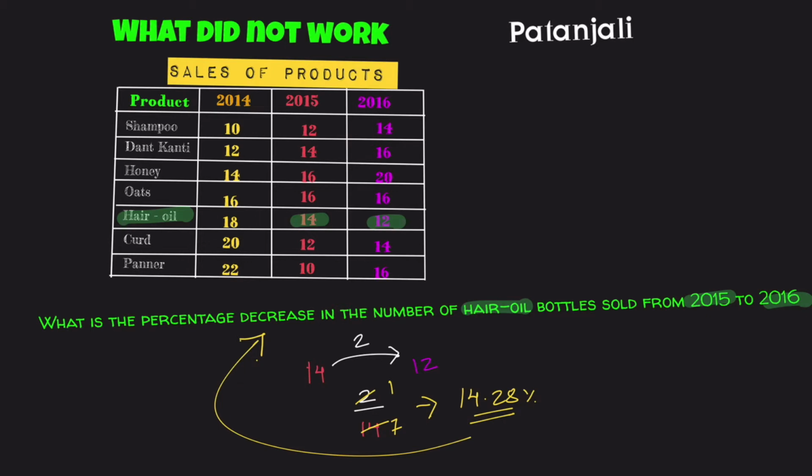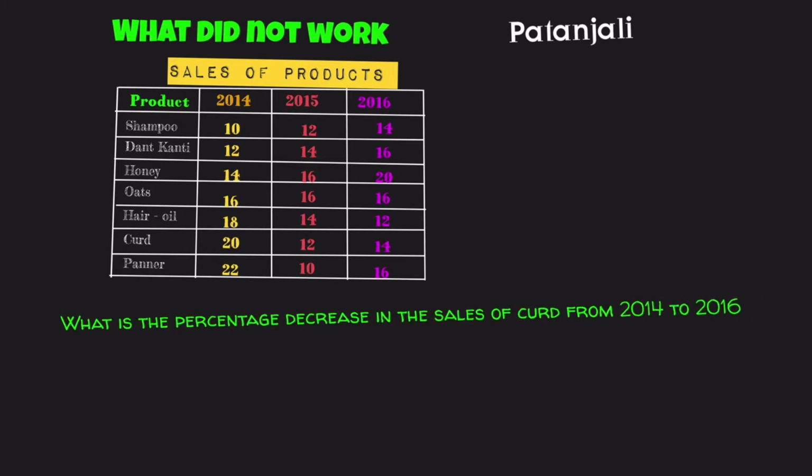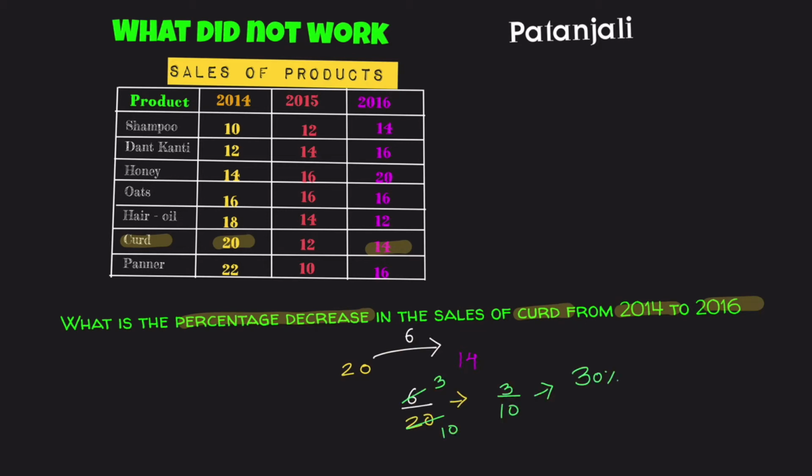So 14.28% decrease is something that you can say for hair oil from 2015 to 2016. Let's take one more example. What is the percentage decrease in the sales of curd from 2014 to 2016? Let's go with curd: 2014 is 20 and 2016 it's 14, decreased by 6 over 20. 6 over 20 is 3 by 10, which is nothing but 30%.